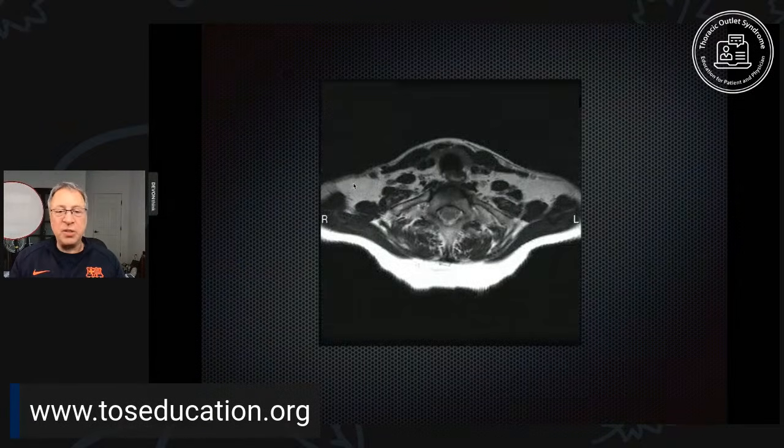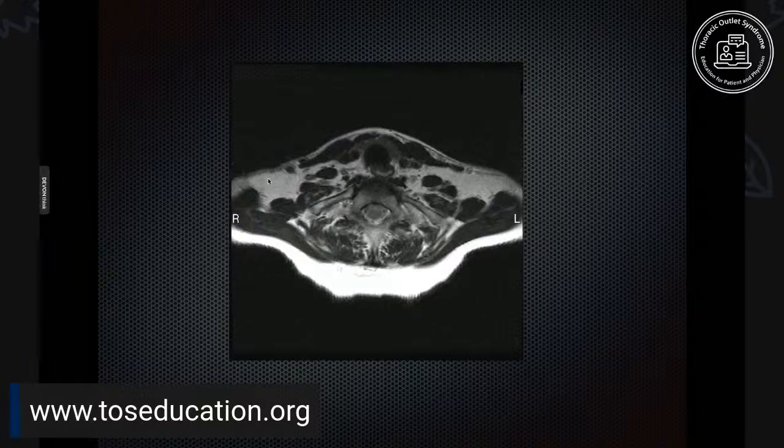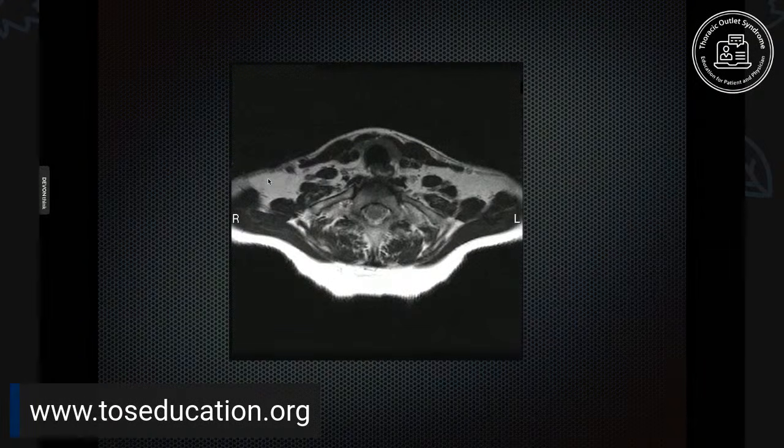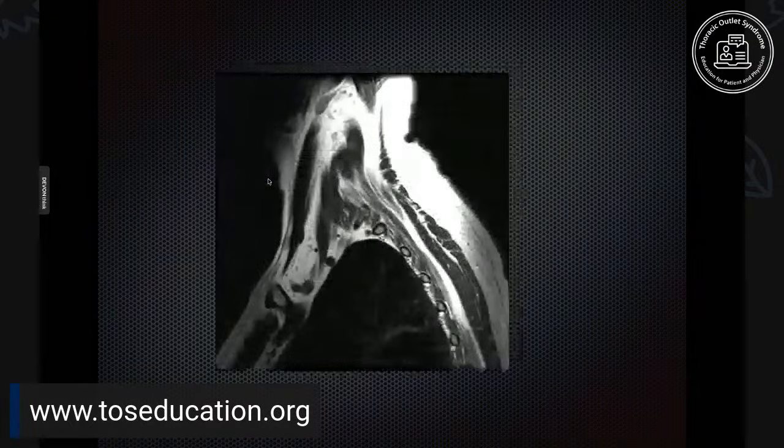This is a simple slice through the neck. And hopefully you can see in this that the fat is white, the muscles are dark gray, the bones are kind of a medium gray. You can even see the spinal cord in the center of the picture. Don't worry about these individual structures, I'm just showing you an example.